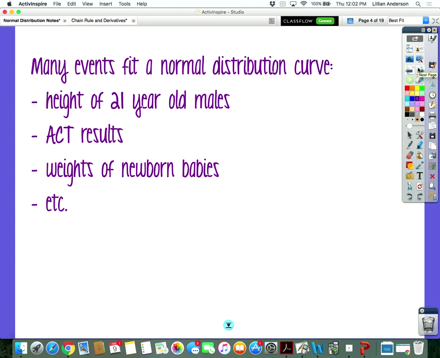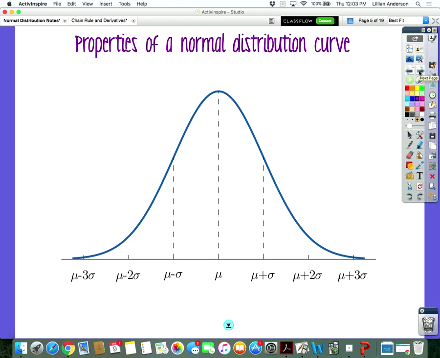Many events have a normal distribution curve, like the height of 20-year-old males, your ACT results, the weights of newborn babies, and so on. A distribution curve looks just like this. You probably know this as a bell curve. Yes, normal distribution curves look like a bell curve.